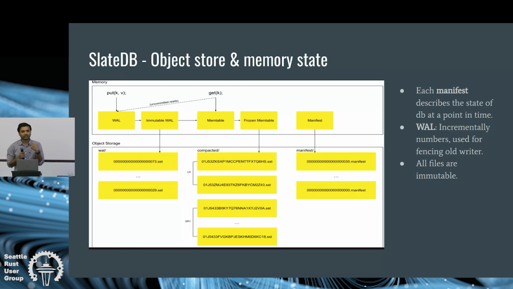Now let's assume that a couple of writes have happened and a couple of compactions have also happened. This is an example of how the state would be in the object store. What we see here is there are multiple write ahead log SSTs. There is one like 73.sst, and you see compacted has additional files, and there are a lot of manifests. All these files are immutable.